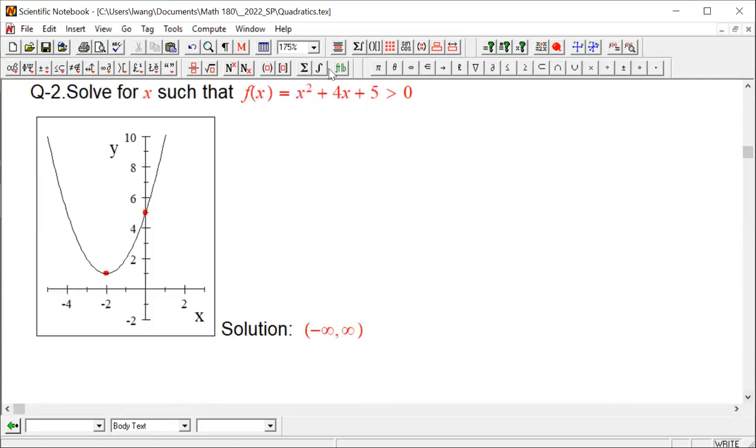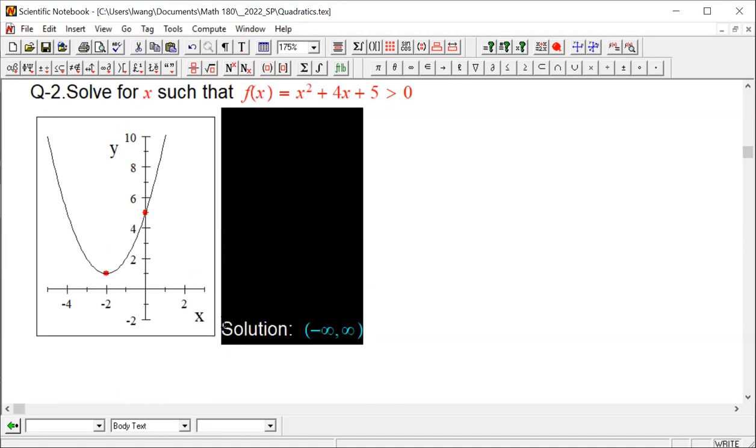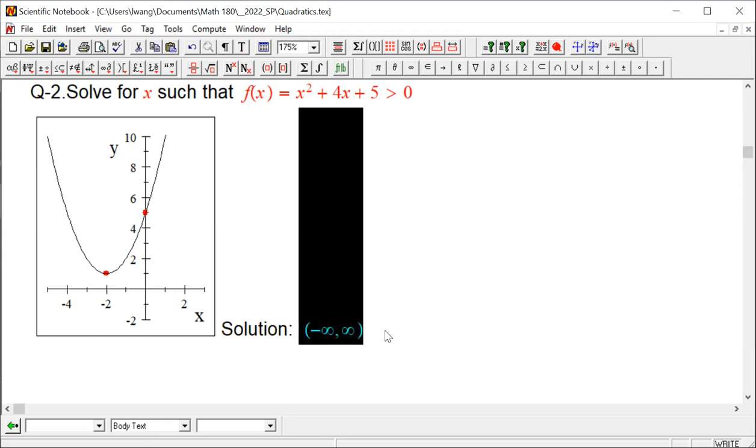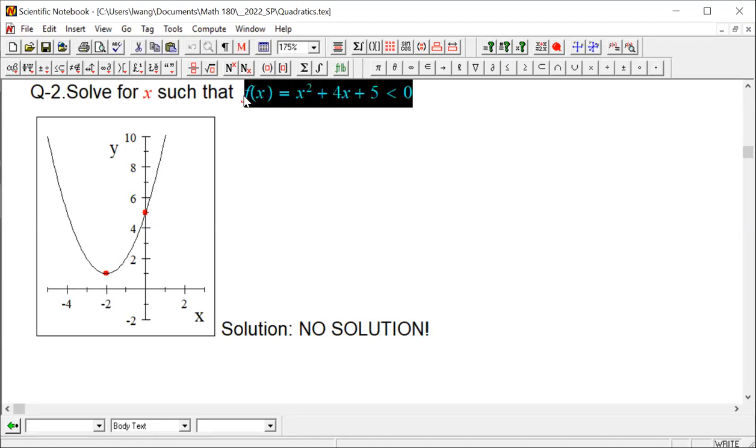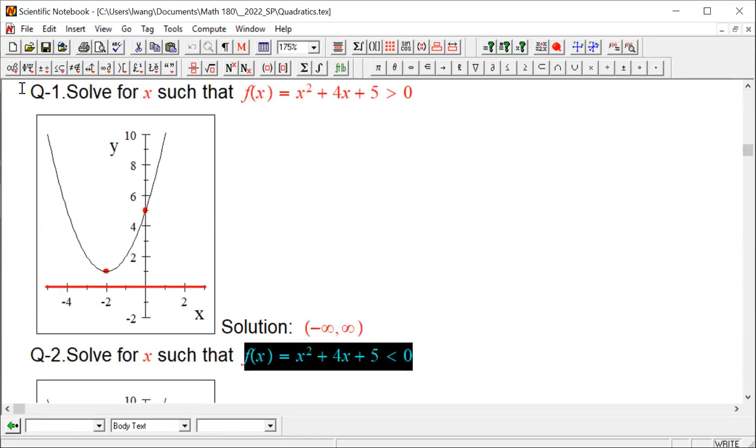What if for question number 2, what will be the solution if I want the output to be negative, less than 0? What is the solution? No solution. Isn't that obvious? Because the function is always positive. The picture tells us so.